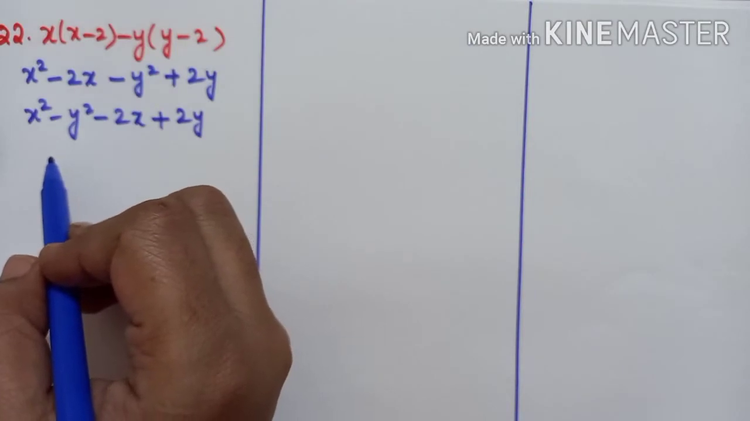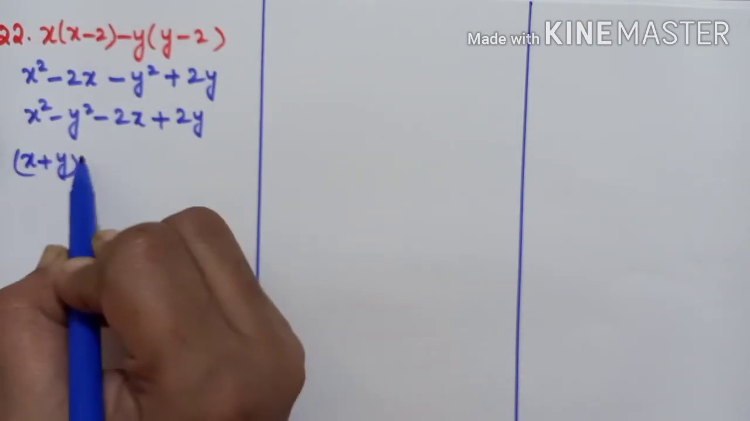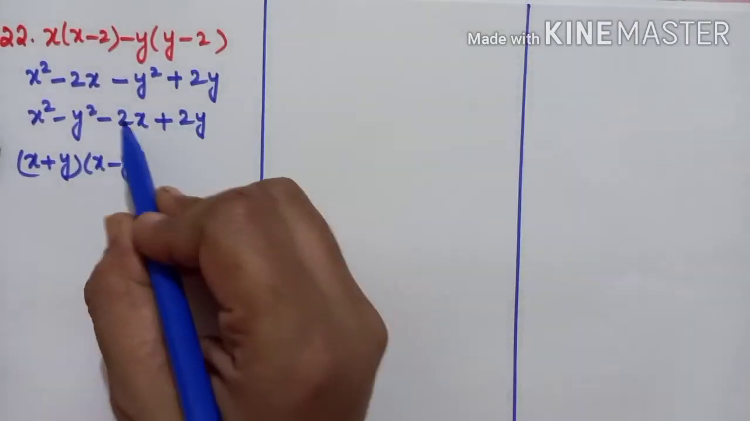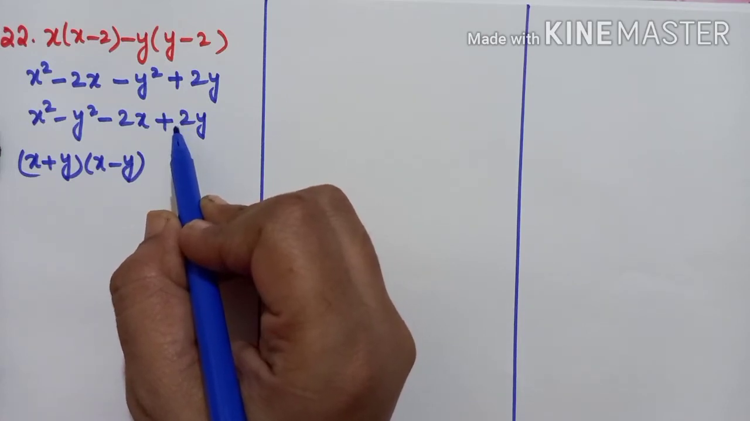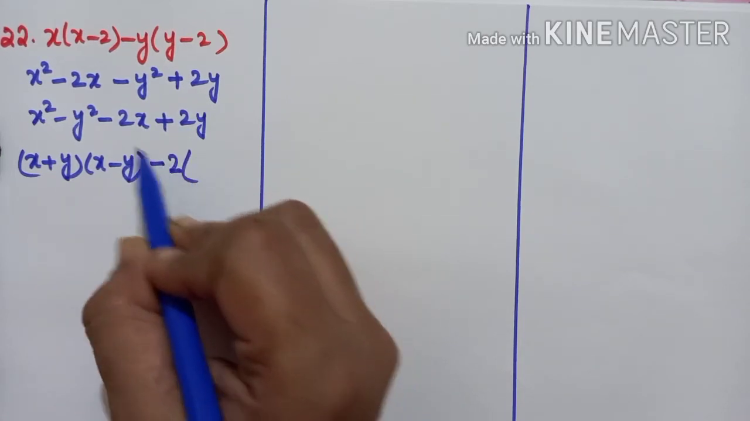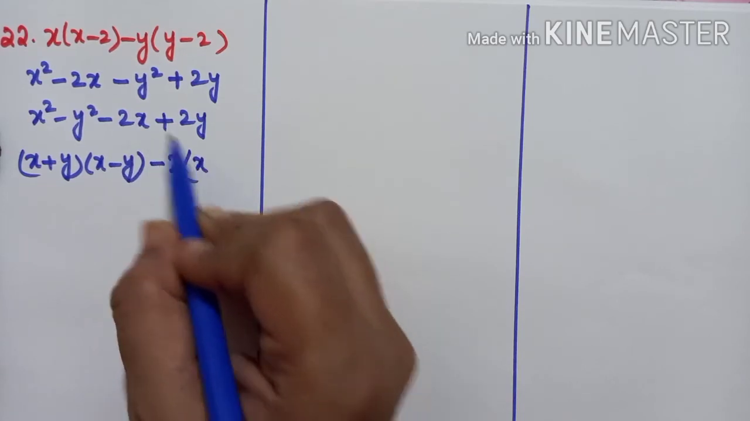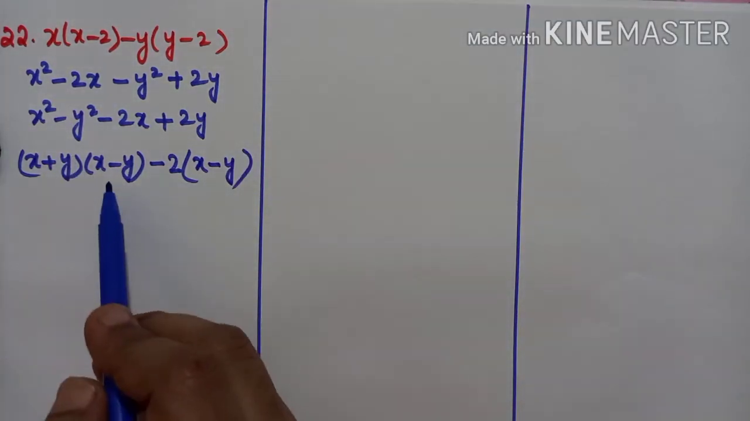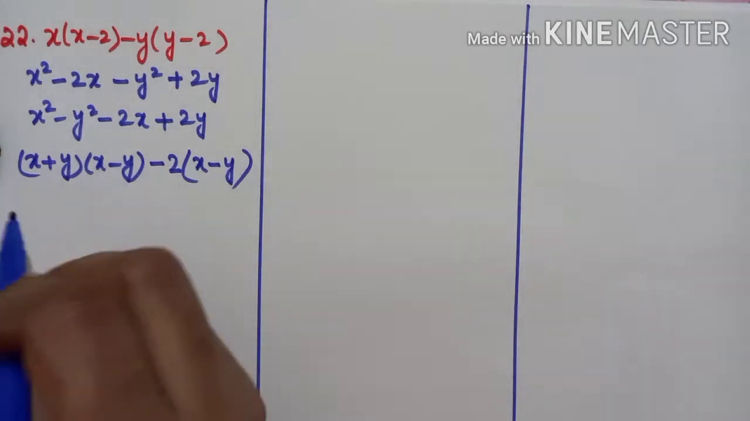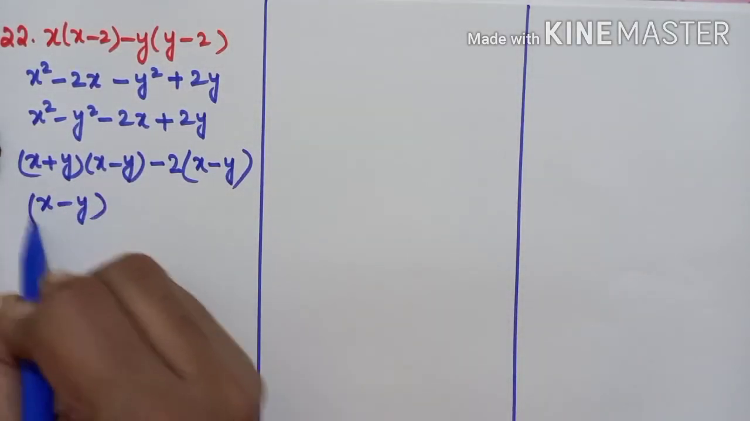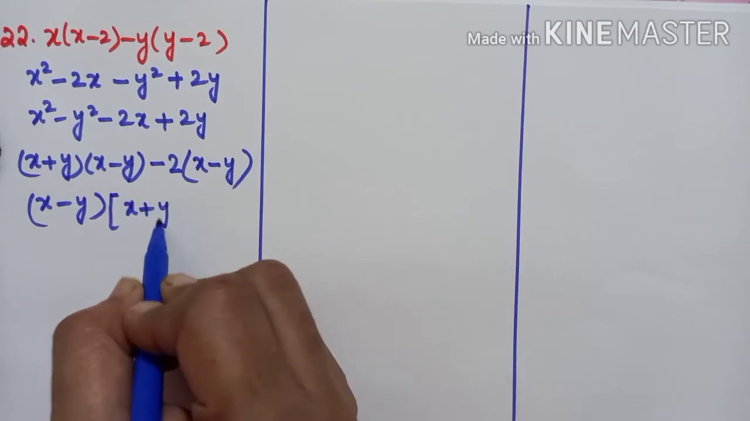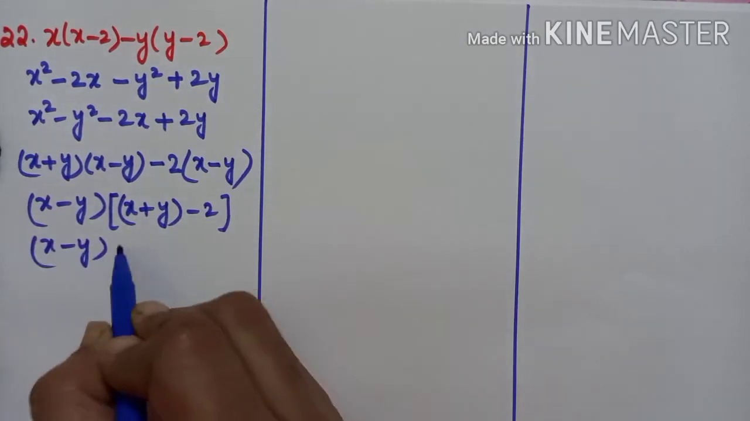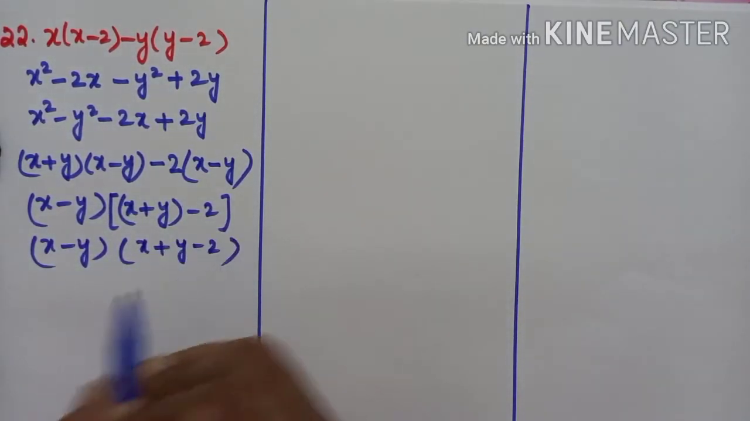Now x square minus y square means x plus y into x minus y, in the form of a square minus b square. Then here minus 2x plus 2y, so let us take 2 common. Taking 2 common, x is remaining, then minus into minus will be plus, so minus, then x minus y. Now again x minus y you can take common. So x minus y, then what is remaining here is x plus y, then here minus 2. So finally, opening the brackets, x plus y minus 2.